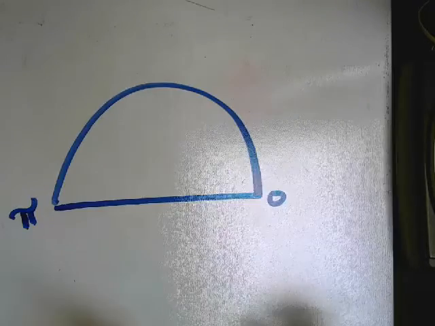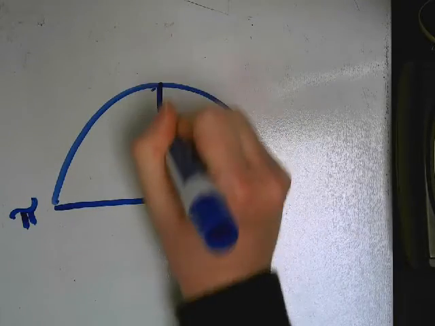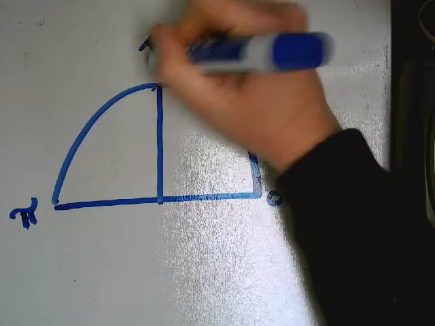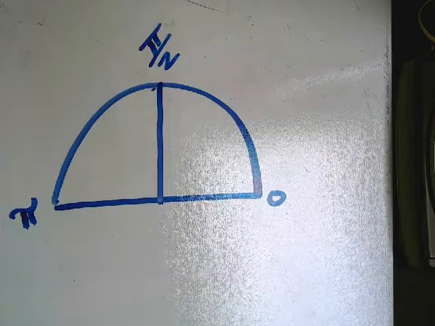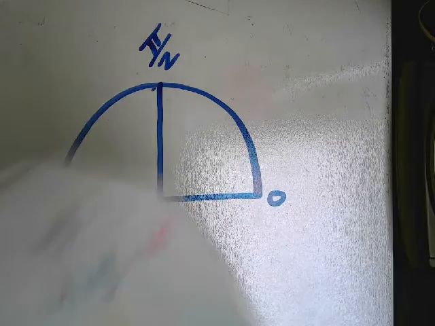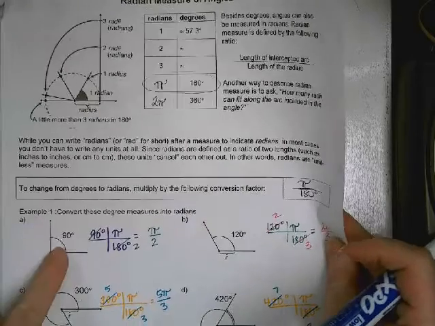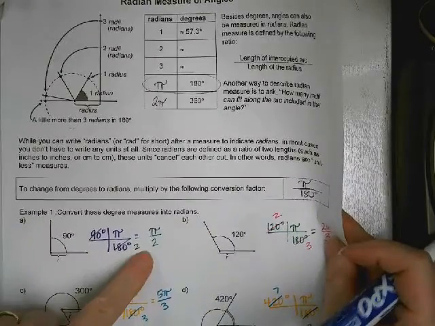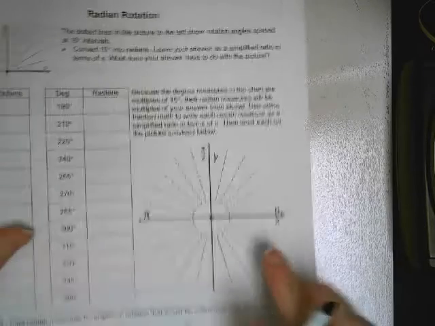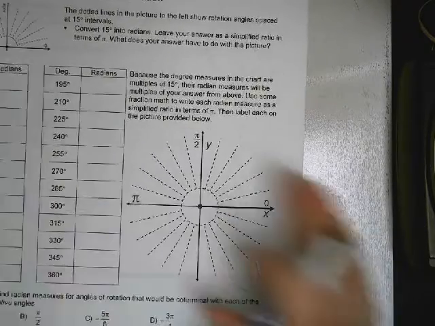So if I do this, that is half pi. It's 90 degrees. We also just figured that out, didn't we? The very first thing we did right here was convert 90 degrees to half pi. So it's half of pi.